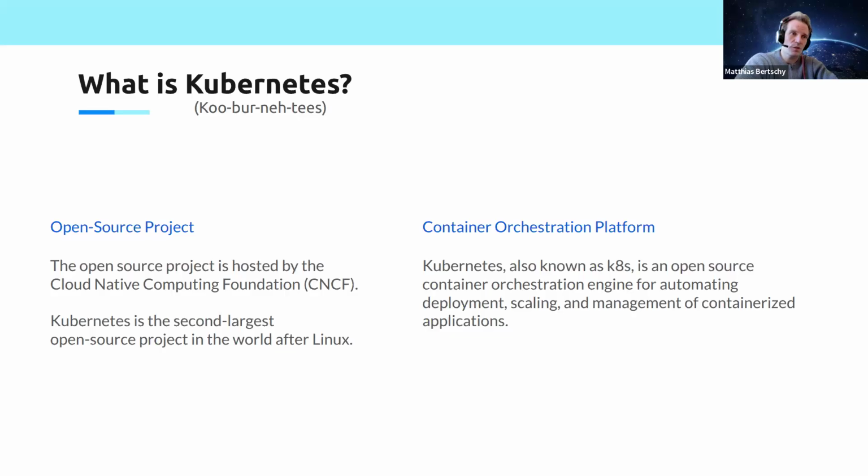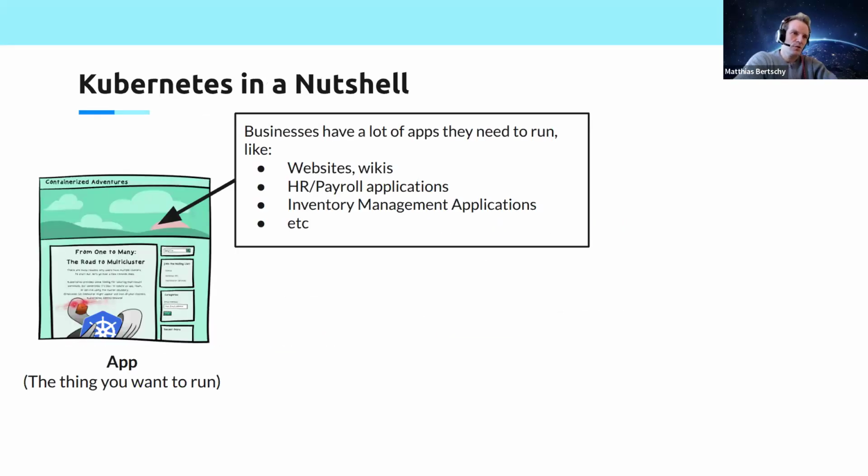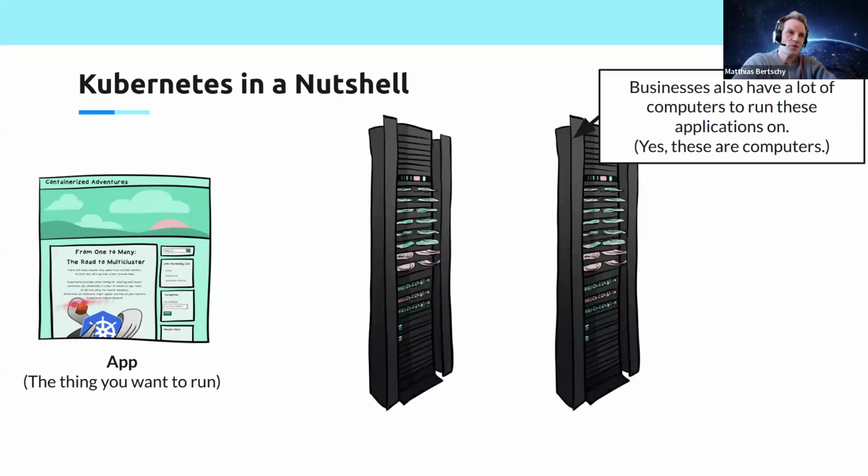And the cool thing that Kubernetes does is to orchestrate containers. I will give an example now. Businesses have many applications they need to run. For example, they could have a payroll application, a logistics application, or a company website. And these applications need to run somewhere. So usually businesses have a lot of computers to run these applications on.